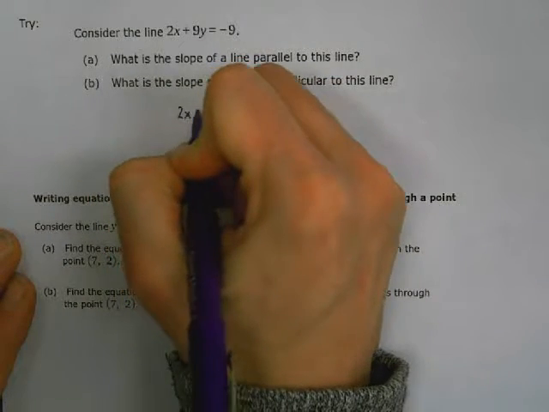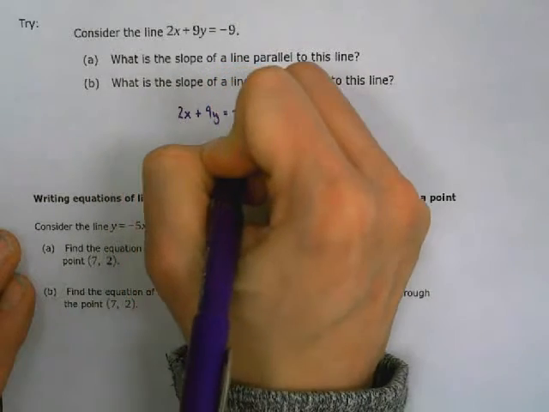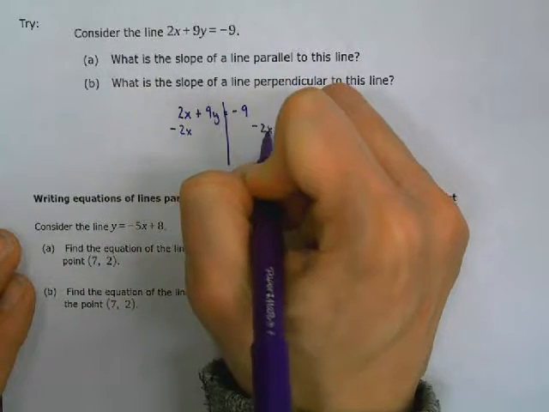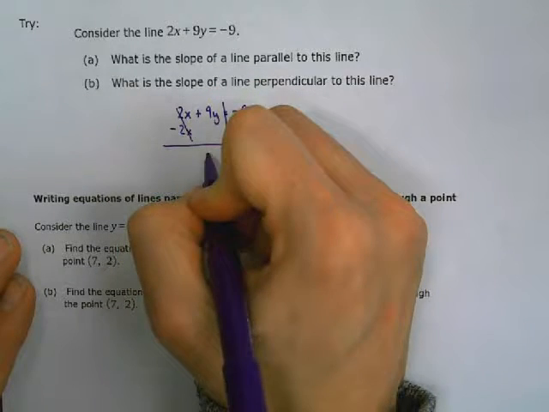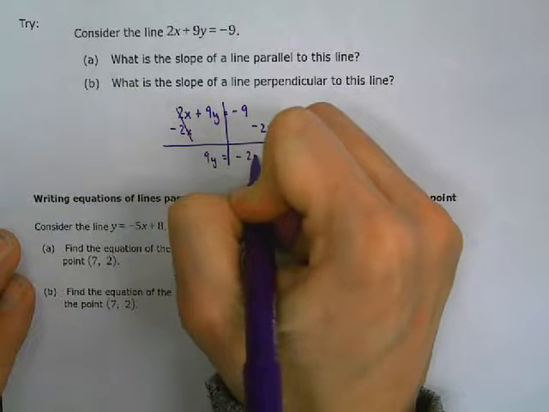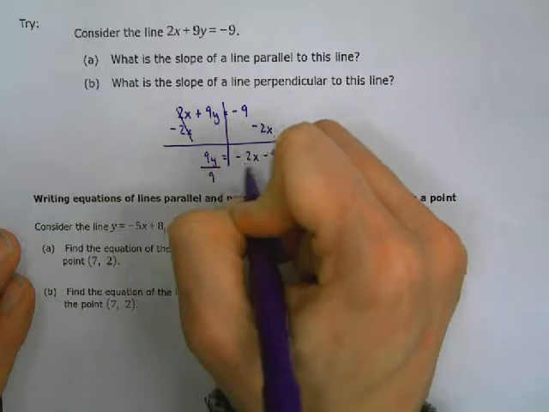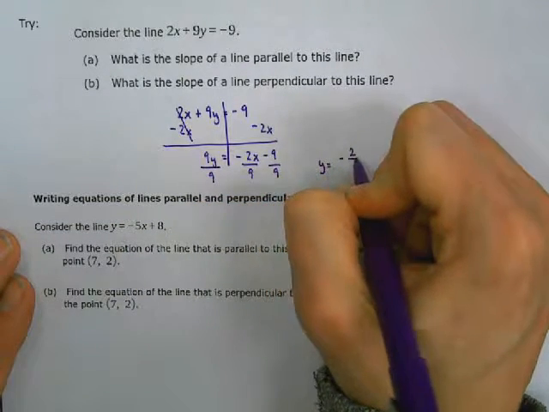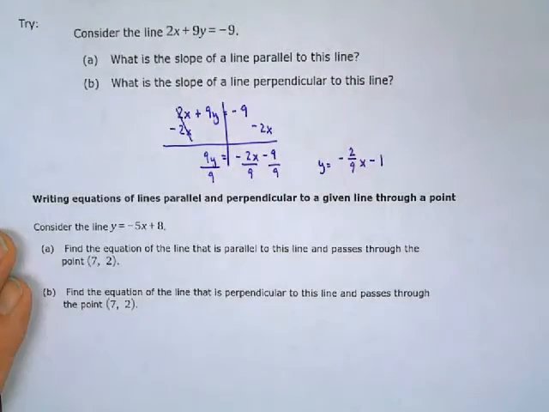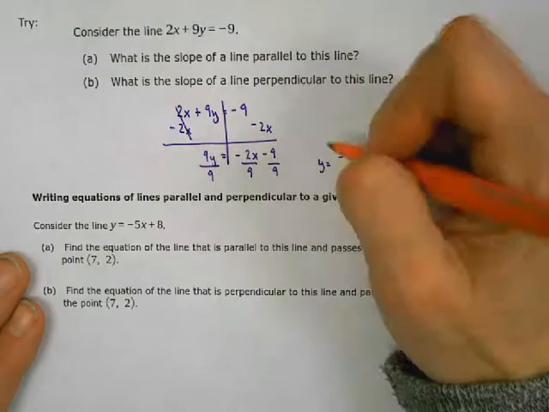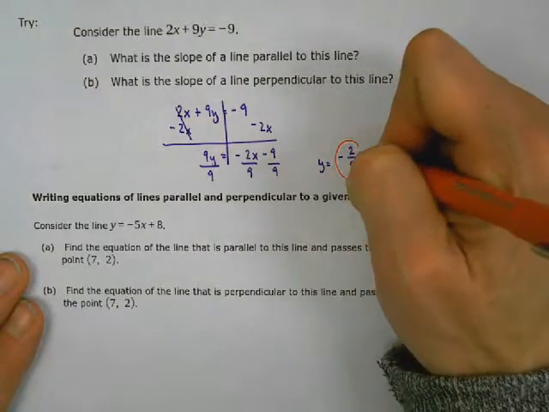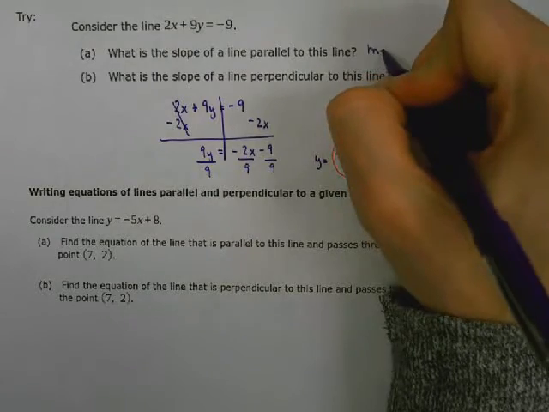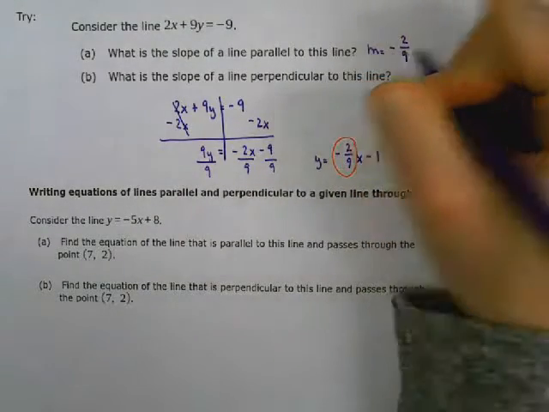So our first step is to get the y by itself. And I'm going to run through that quickly. You can pause if needed. Okay, hopefully I didn't make any mistakes there. So now my slope is -2/9. So the slope of a line parallel to this line would be -2/9.